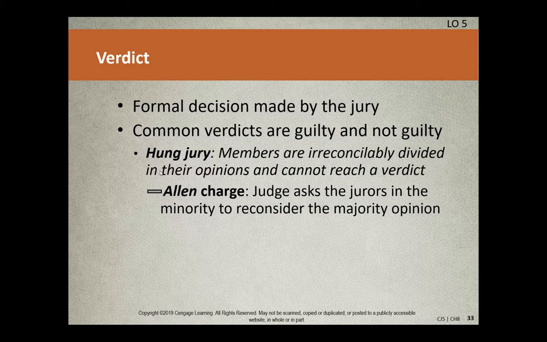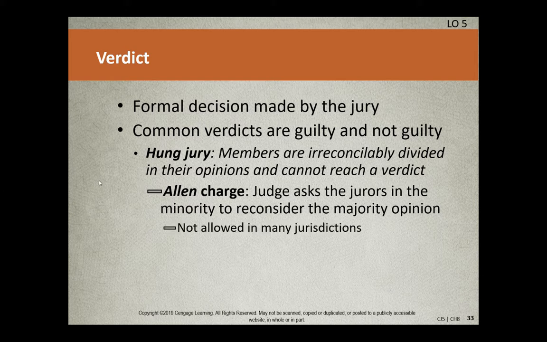And following a hung jury, the judge declares a mistrial, and the case is tried again in front of a different jury if the prosecution decides to pursue that matter. In some states, if there's only a few dissenters to the majority view, a judge can send the jury back to the jury room under a set of rules set forth more than a century ago in Allen v. United States. And the Allen charge, as this instruction is called, asks the jurors in the minority to reconsider the majority opinion.